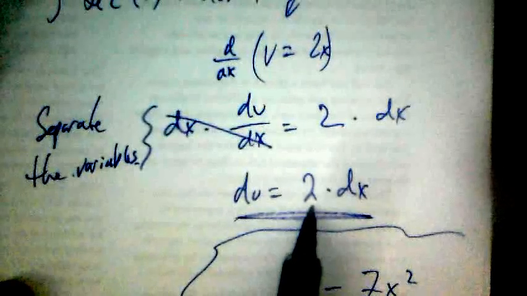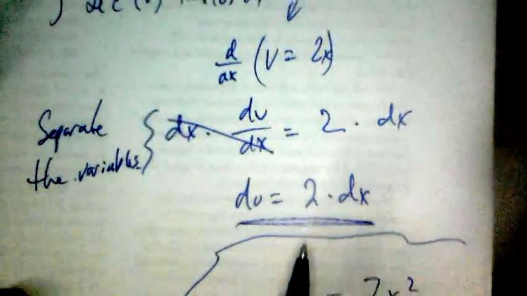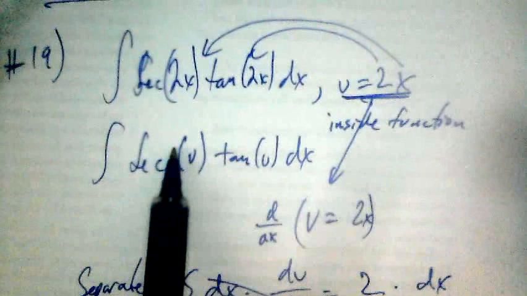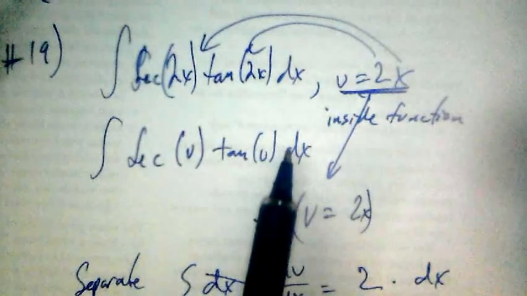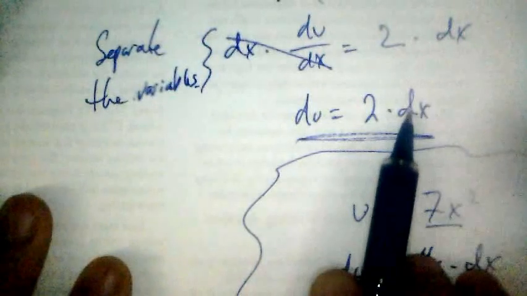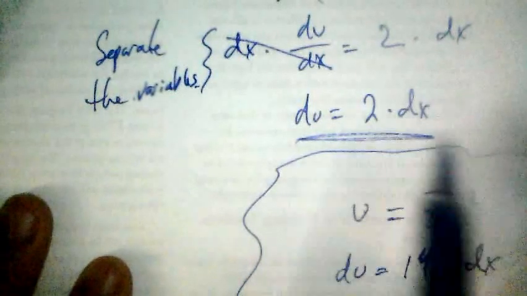Times 2. I'm going to put it in there. You can't really see. Maybe I should rewrite it here. Let me do that. So this is the antiderivative, the indefinite integral of secant of 2x tangent of 2x dx here.